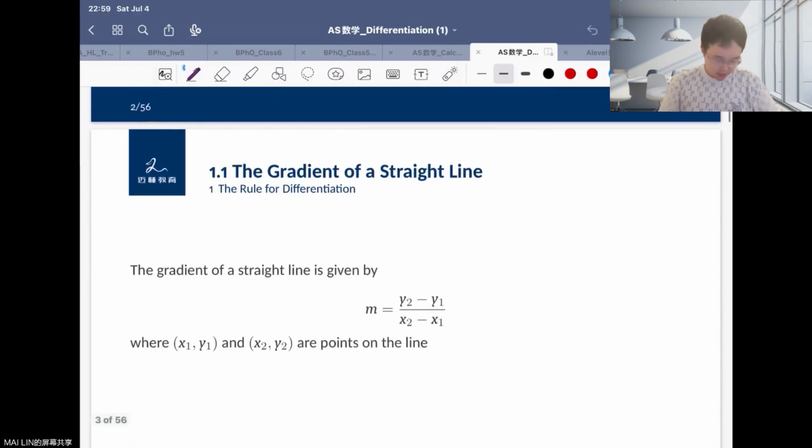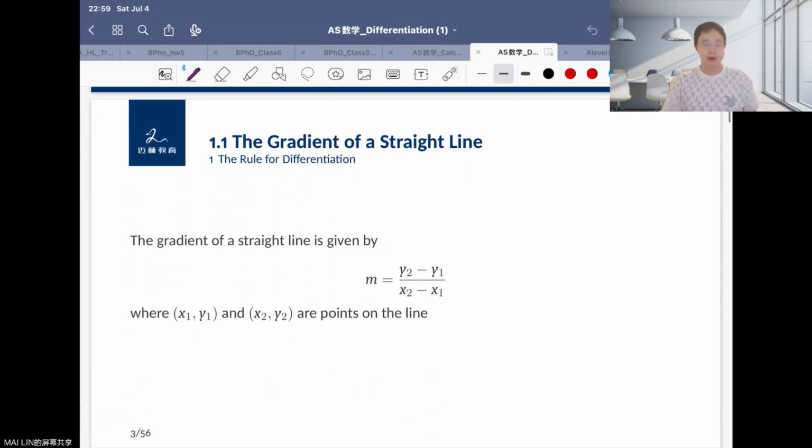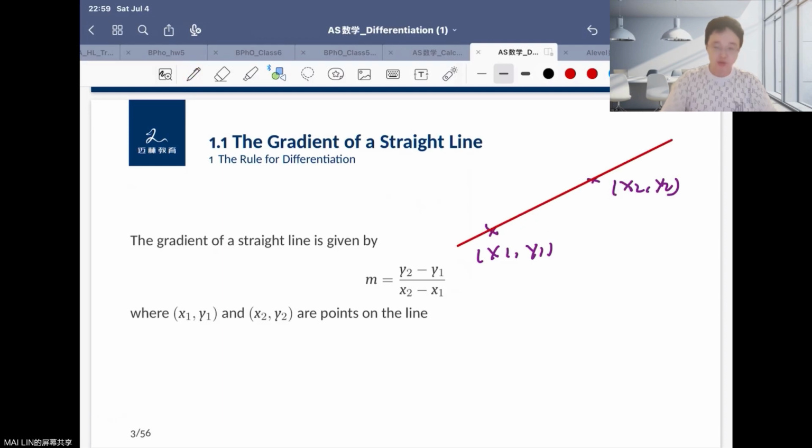Let's first review the meaning or definition of gradient. Gradient involves two points, the first called x1, y1 and the second called x2, y2. We can connect a straight line between them. Gradient can be considered as the change in y over the change in x, that is y2 minus y1 over x2 minus x1. That is the definition of the gradient of a straight line.